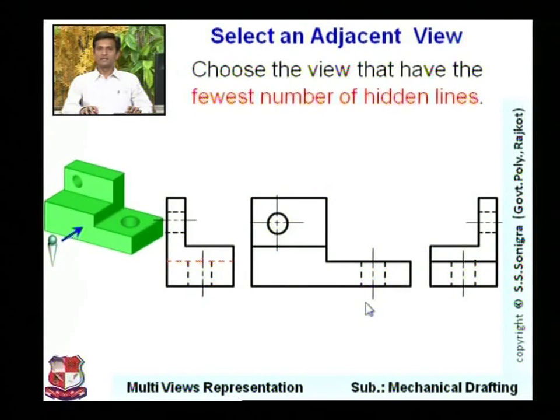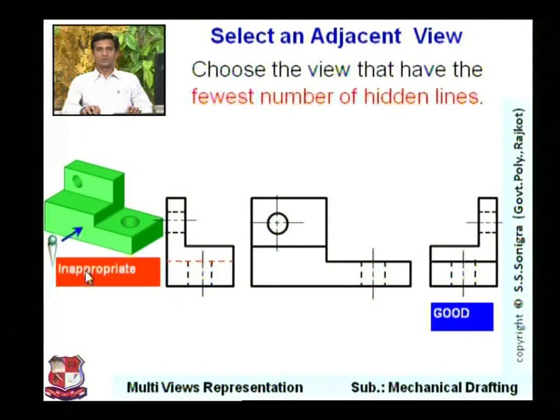So which view should we select? Yes, read here. Choose the view that has the fewest number of hidden lines. So in these two side views, here a dotted line is there, so it is not advisable to use this drawing. We should not draw this side view, and this side view should be drawn to represent this object, because this side view has fewer dotted lines as compared to the other side view. So this is an inappropriate representation, and this is a good representation of the side view.